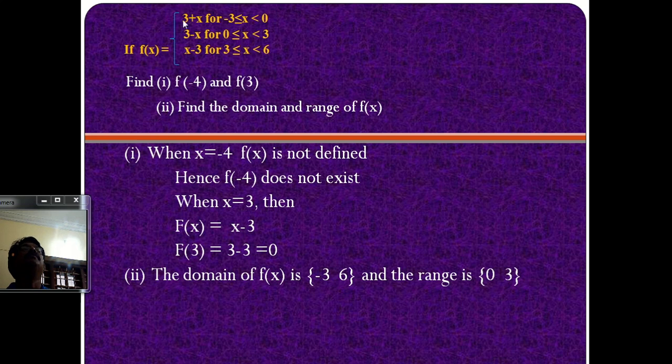The domain you can get directly, from minus 3 to 6, and the range is 0 to 3. In 0 to 3, you are substituting the lower limit and upper limit in the respective function, and you will get the range of this function. These are the possible x values in between minus 3 to 6. These are the possible y values ranging from 0 to 3.